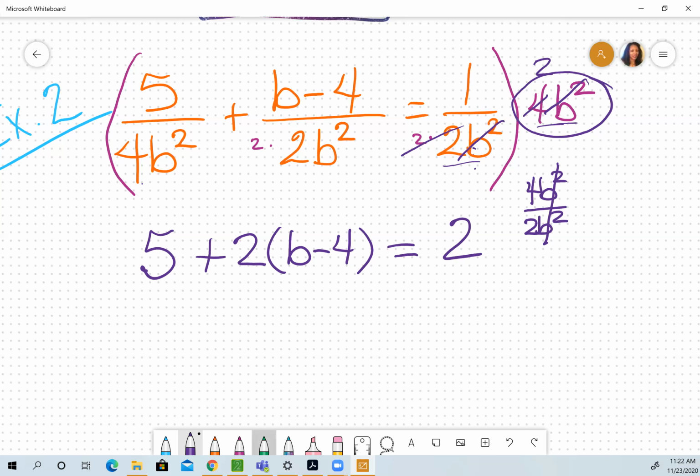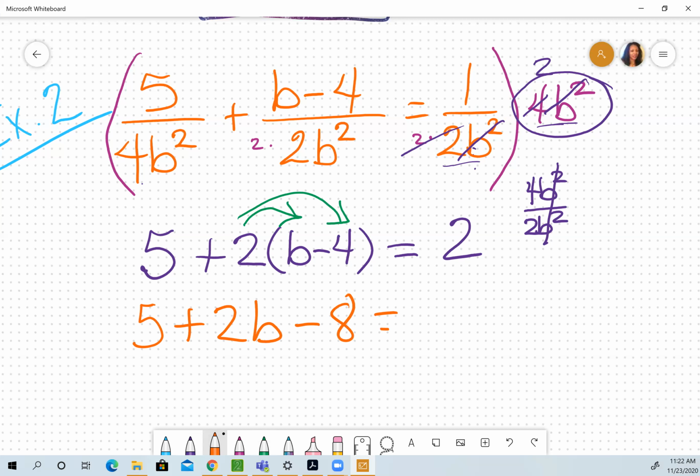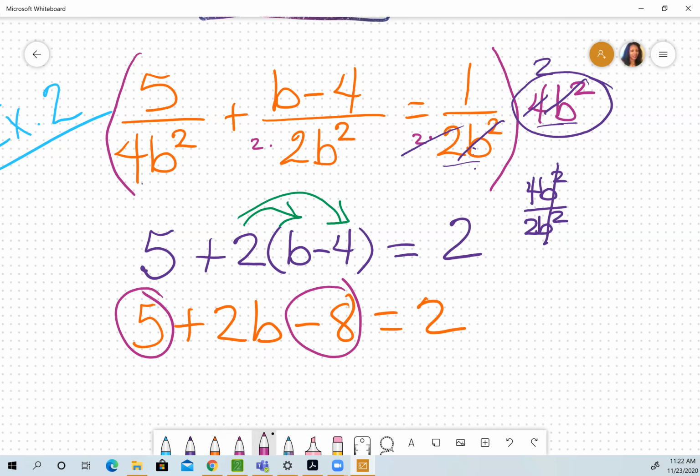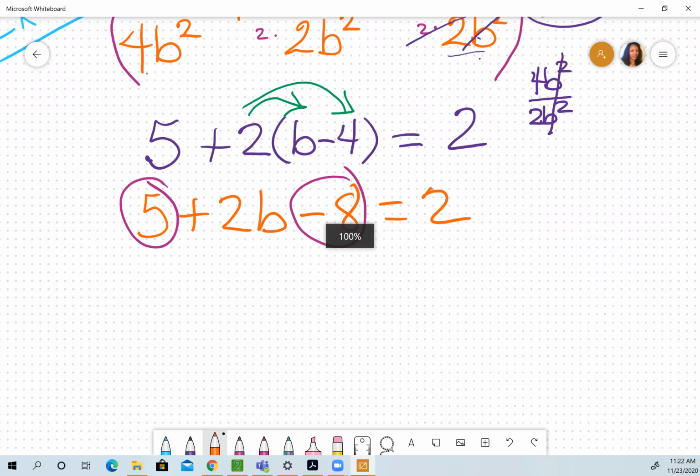At this point now, I want to make sure I simplify everything. So that means I'm going to have to distribute that middle term. So 5 plus 2b minus 8 is equal to 2. Now I want to combine my like terms on one side of the equation, and then I will move everything over until I can get b by itself. So I'm left with 5 minus 8, which is negative 3, plus 2b equals 2.